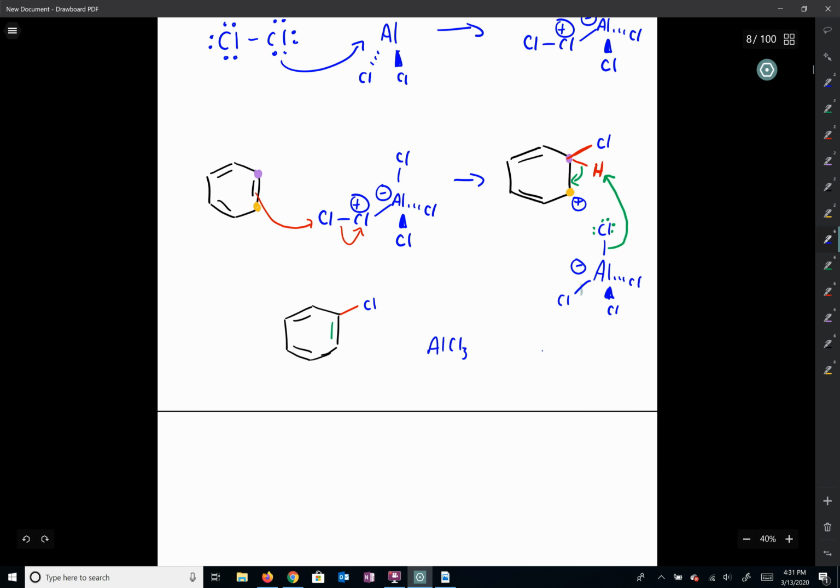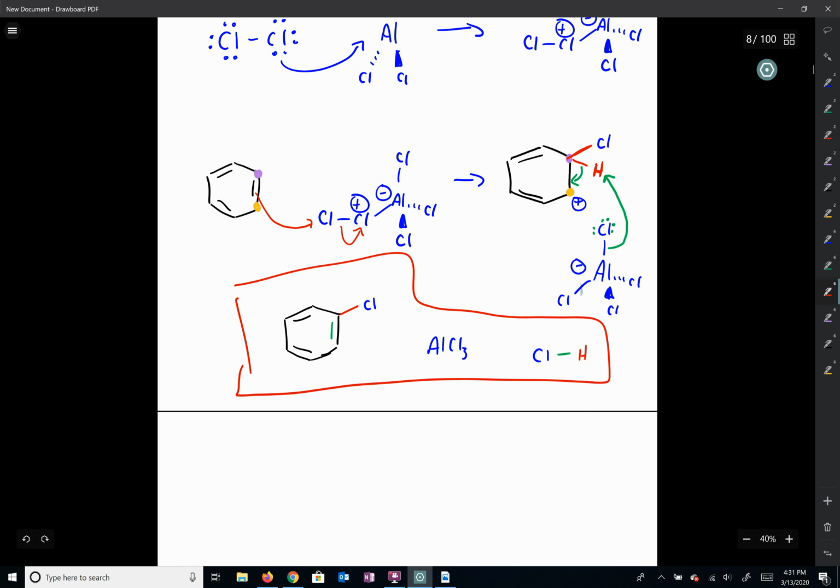And what else did we make? ClH, oops, that should be in green. Okay, so we end up bubbling off HCl. There are the three things that we kick off from this reaction. So we end up reforming our catalyst, the AlCl3, the Lewis acid catalyst. We bubble off some HCl and we add a chlorine to it.